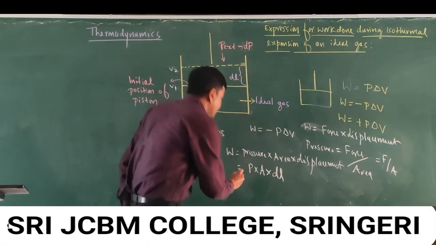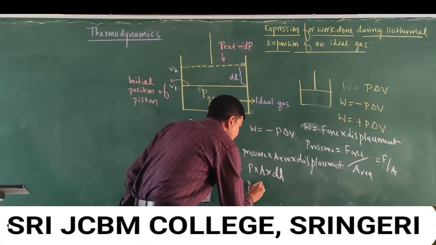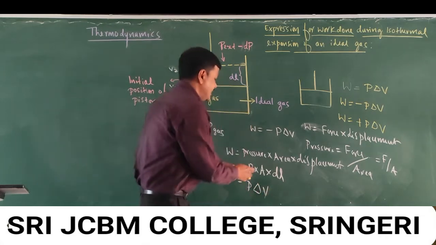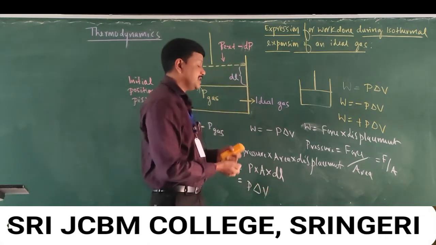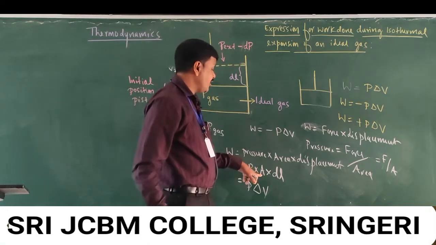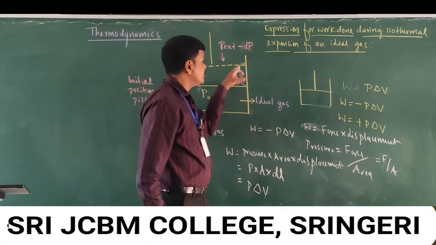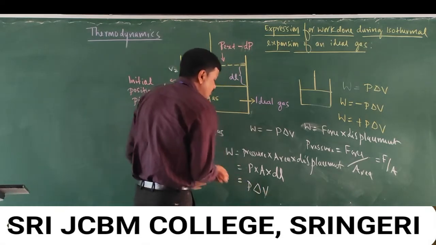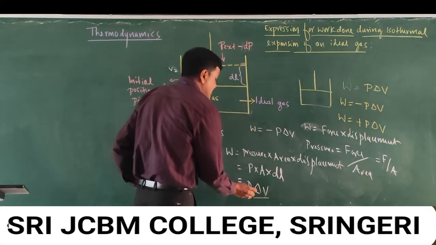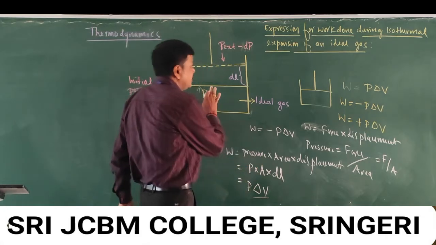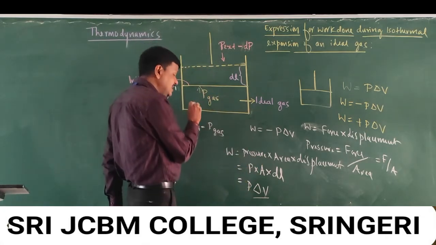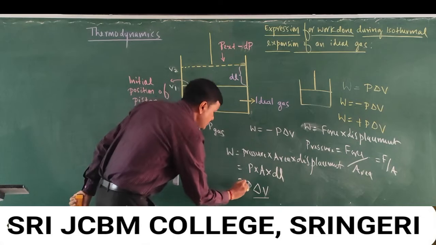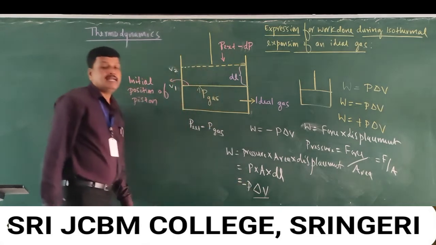So that is equal to P into delta V, where A is the cross-sectional area of the piston, and dl is the distance travelled by the piston. So A into dl is equal to P into delta V, where delta V is the change in volume. Here the work is done by the system. So therefore W is equal to minus P delta V.